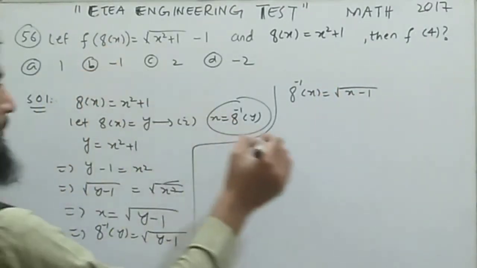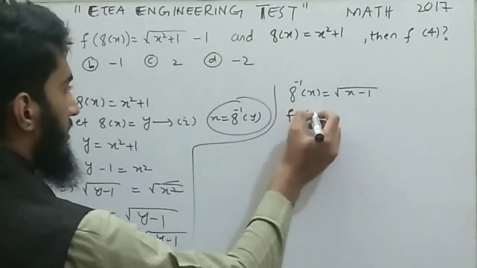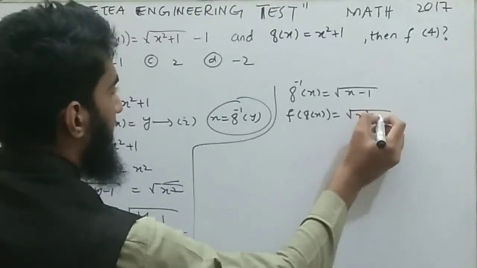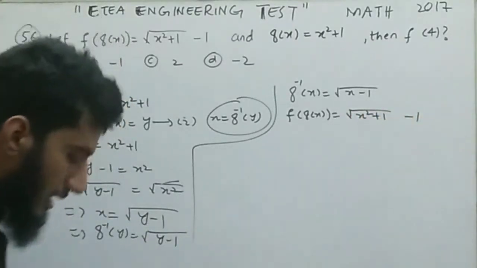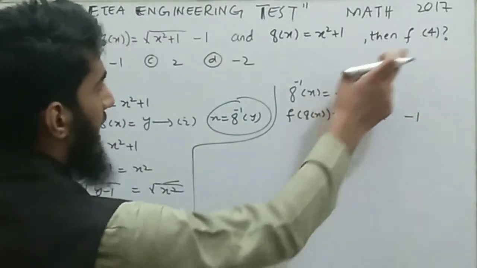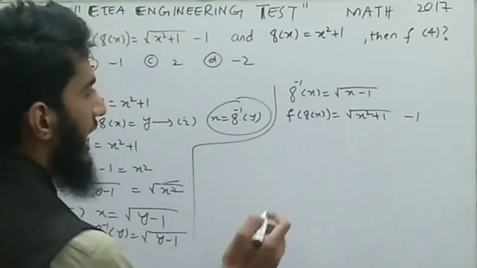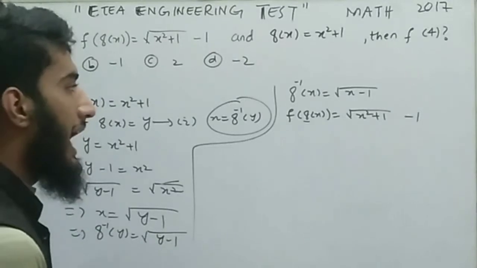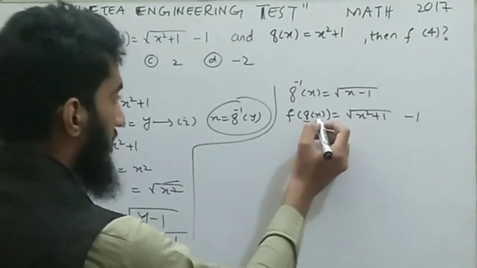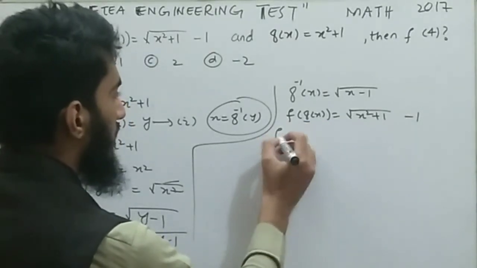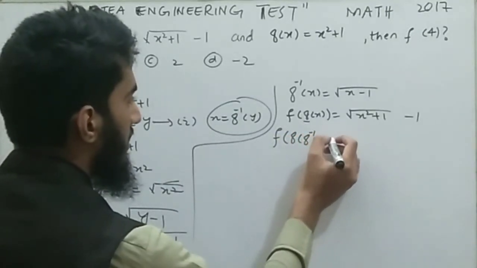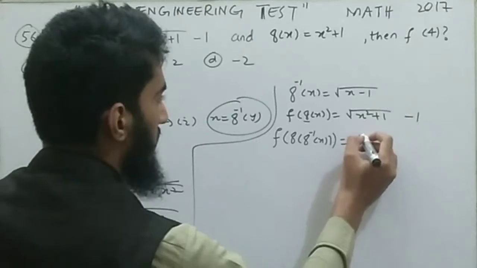Now my original composite function is f of g of x is equal to under root of x square plus 1 minus 1. Now over here, how can I find the value of f of x? I will eliminate this g from over here. How? I will put the value of x as g inverse x over here. So replace x with g inverse x, and also replace this x with g inverse x.